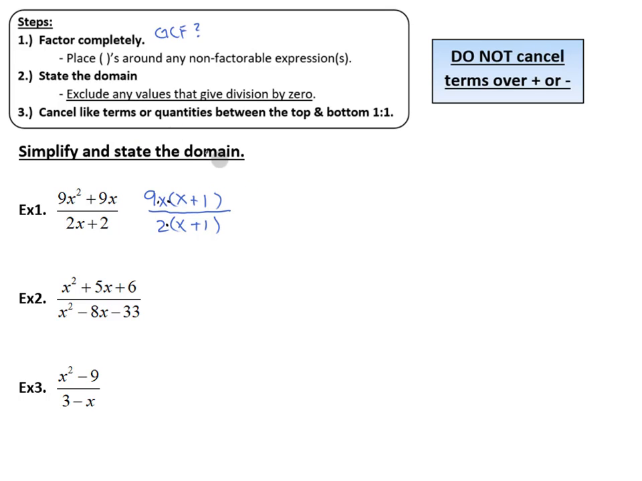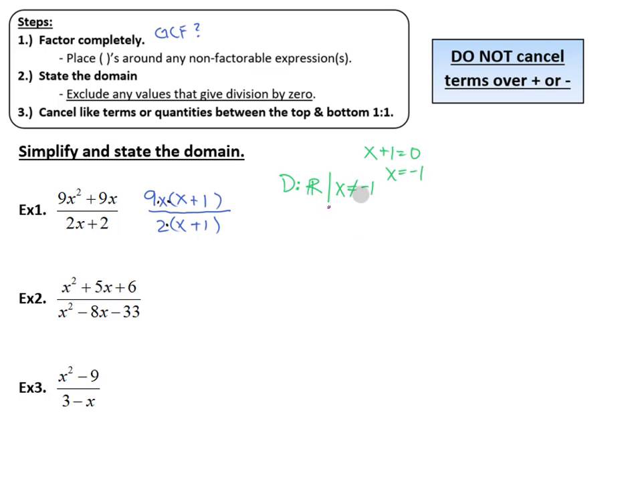So for our domain, what value or values of our variable would make the denominator equal 0? Well, in this case, this doesn't even have an x with it. That will never equal 0. That will always equal 2, so we don't have to worry about that. But when does this expression equal 0? Well, we can take that off to the side and ask, when does that equal 0? And that's when x equals -1. So our domain is all real numbers as long as x does not equal -1.